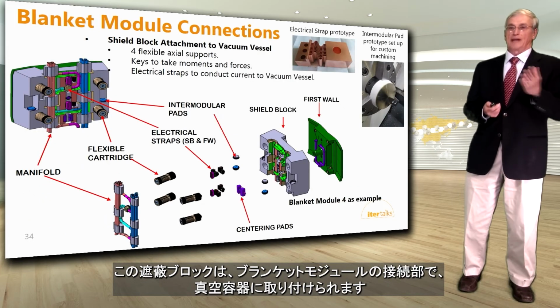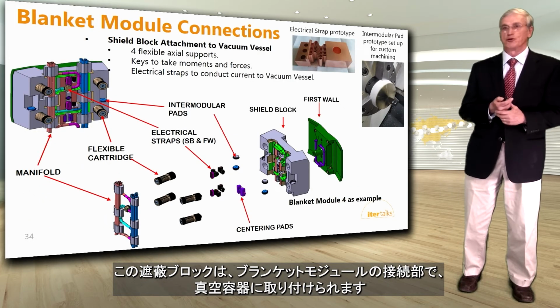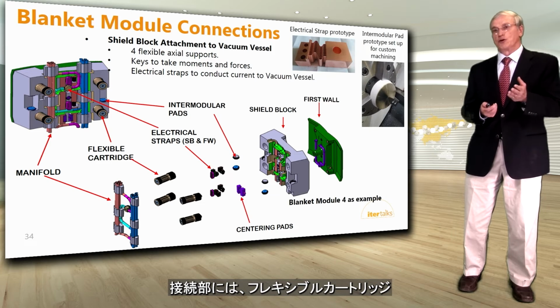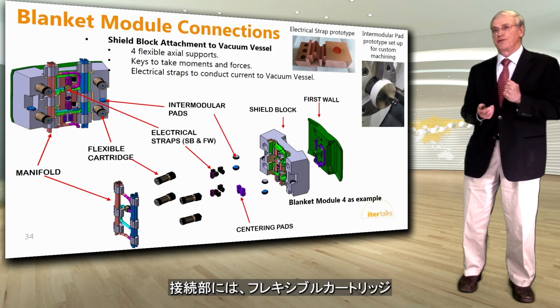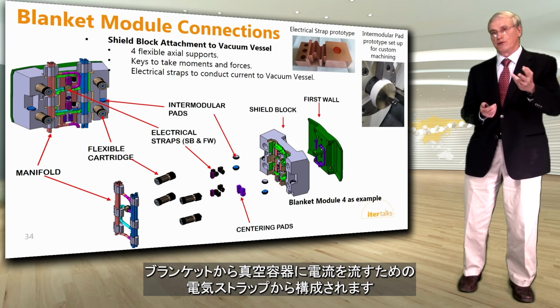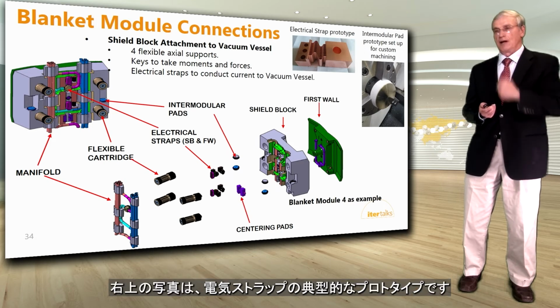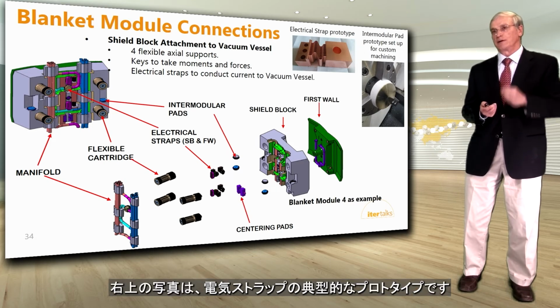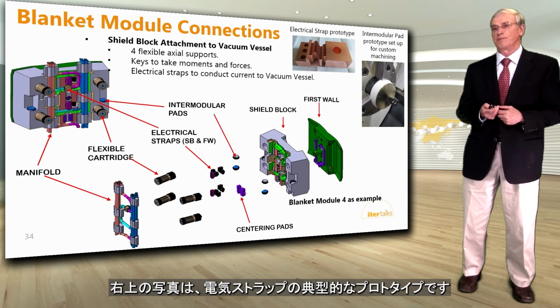This shield block will be attached to the vacuum vessel using the blanket module connections. This includes flexible cartridges, which are shown there. It also includes electrical straps to help conduct the current from the blanket to the vacuum vessel. And on the top right, you can see a typical prototype of an electrical strap.